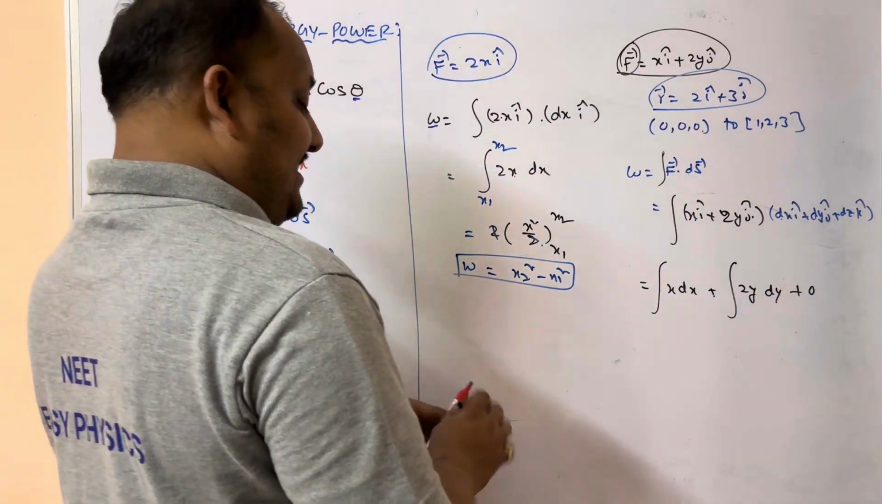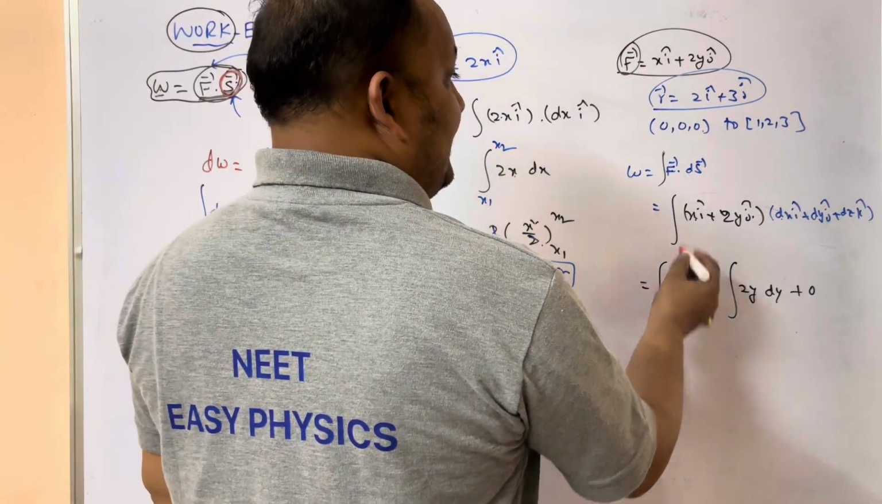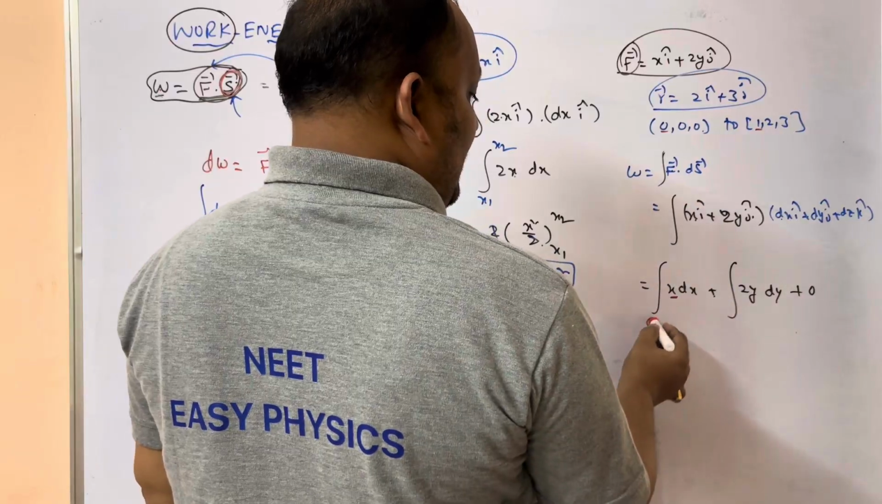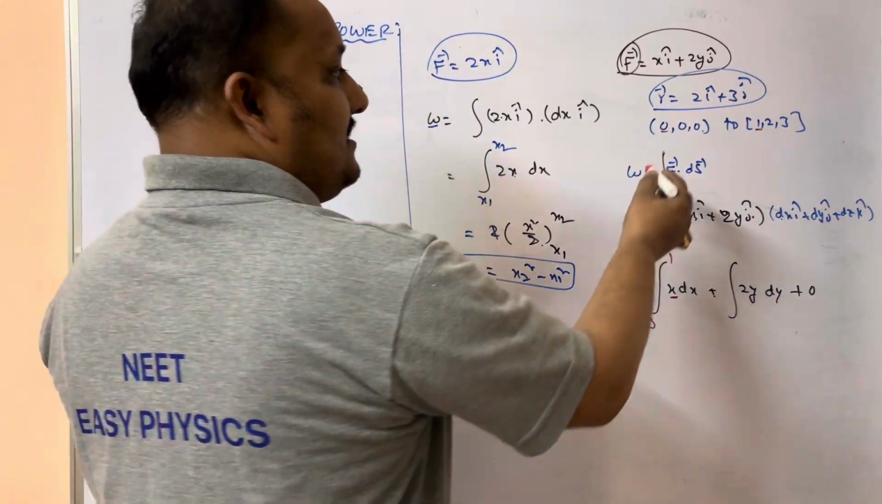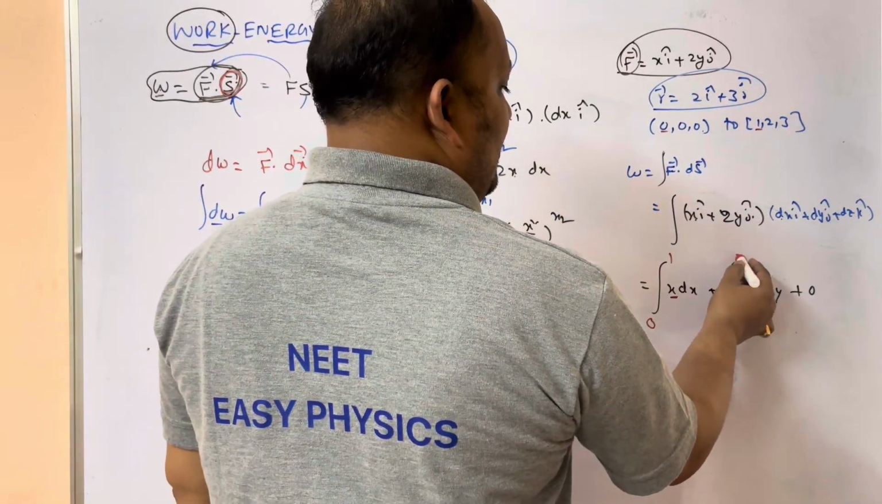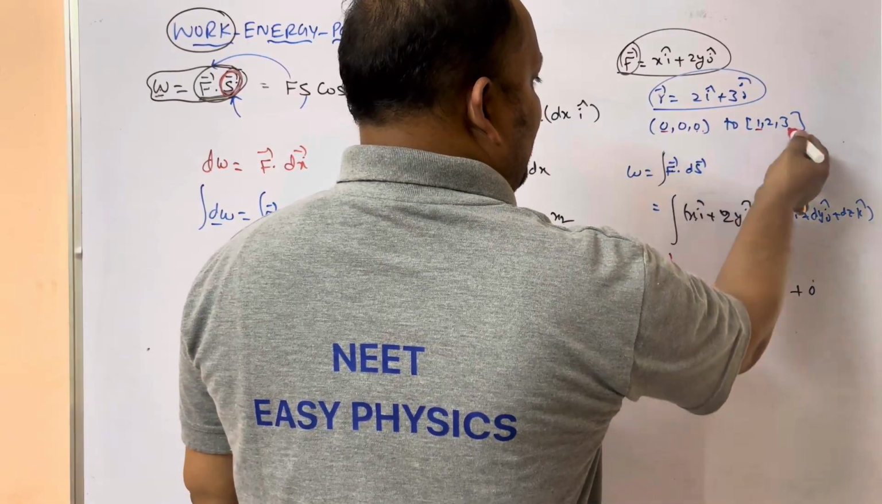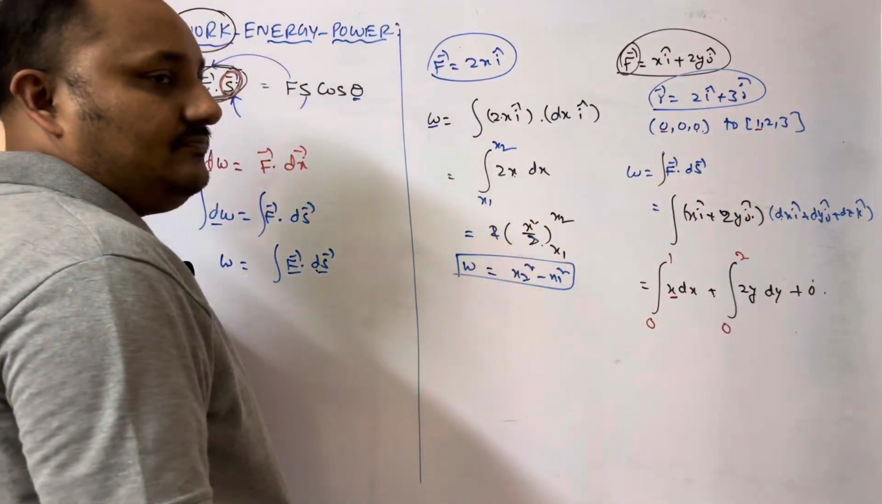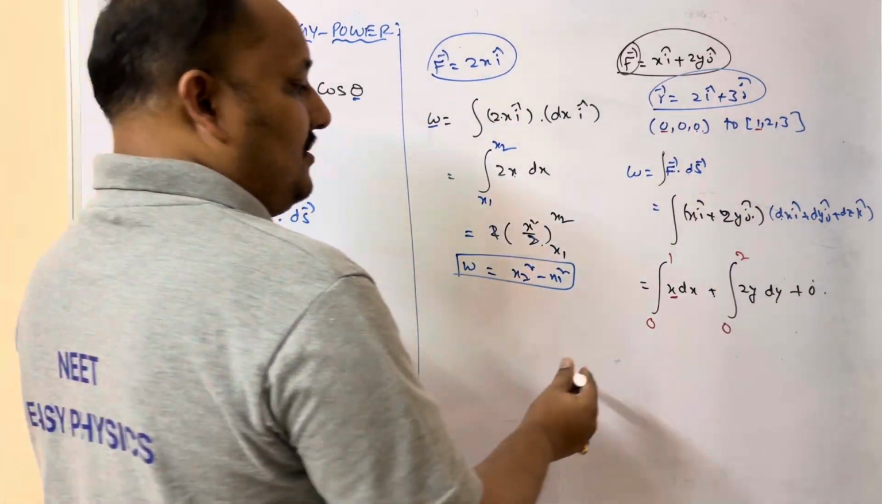Here x is changing from where to where? x is changing from 0 to 1. You have to apply the limits. y is changing from 0 to 2. z is changing from 0 to 3, but there is no k cap present.